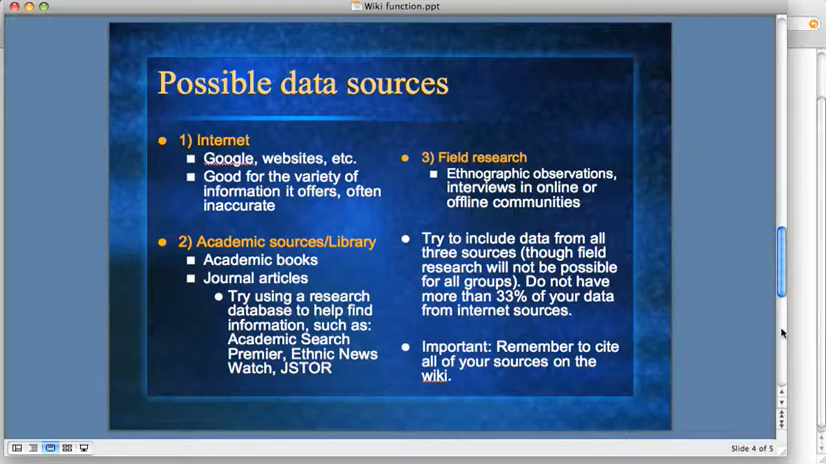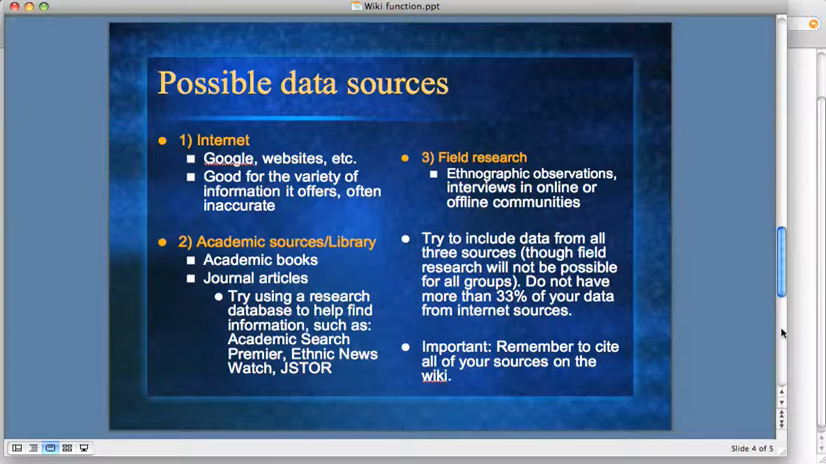The final way is through field research. So this can be ethnographic observations or interviews in online or offline communities. So if, for instance, let's say, I don't think anyone is, but if someone was doing a project on Coney Island and one or two of your group members could actually go to Coney Island and interview people who maybe own shops or frequent the beach, maybe live in Coney Island, and include some of that ethnographic information in your wiki, that's an excellent data source as well.